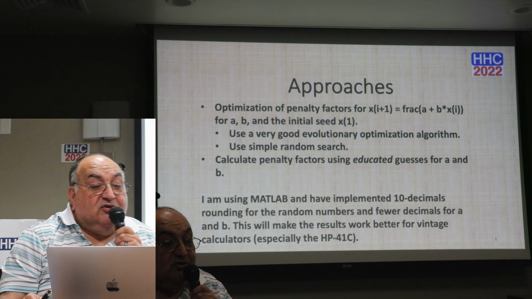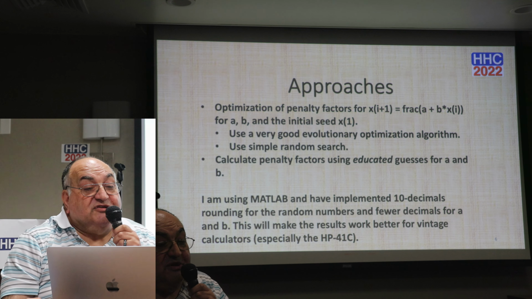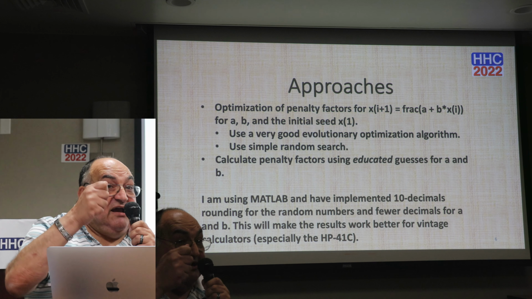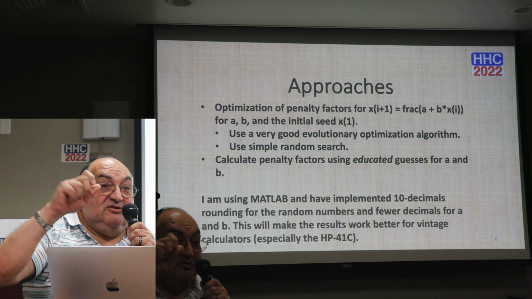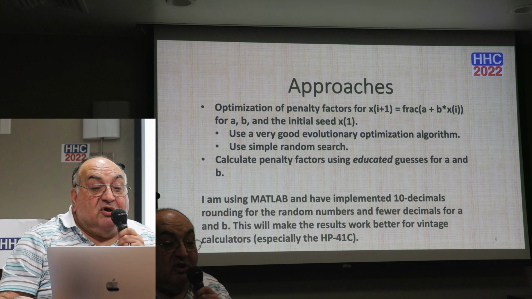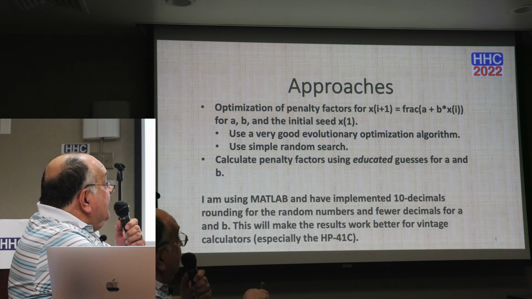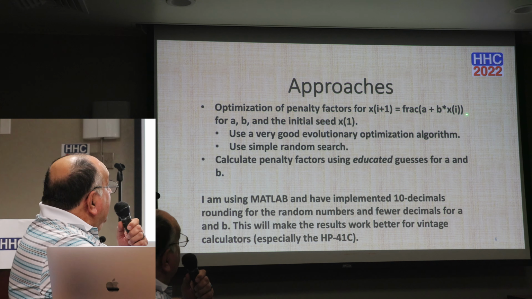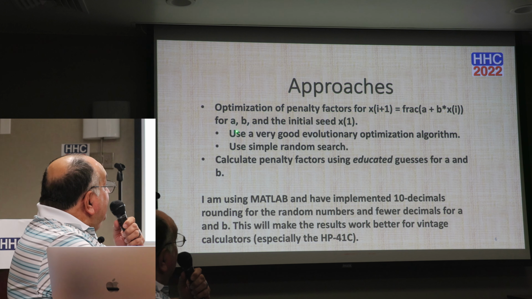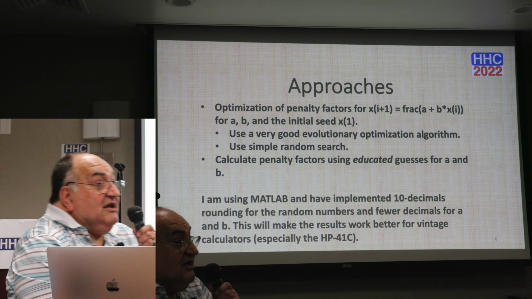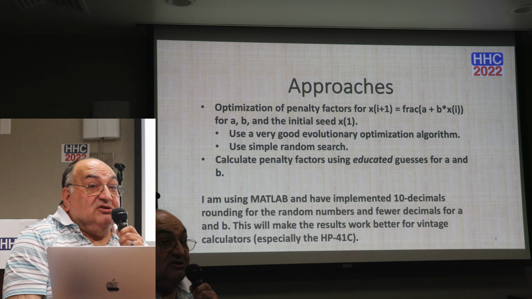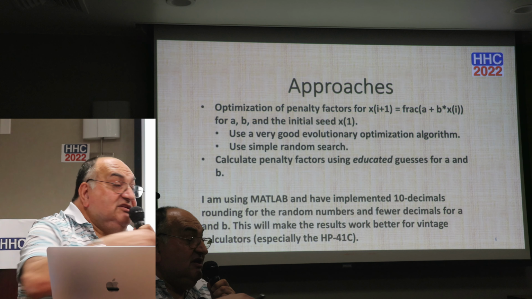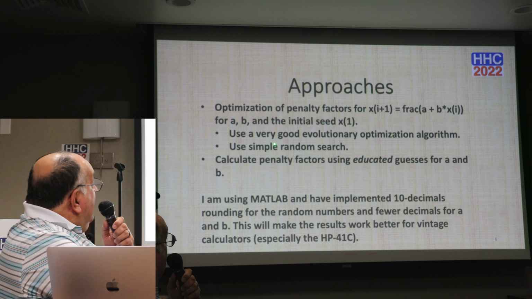We're going to do two approaches. The first approach, we're going to use optimization, because I can use the penalty factor to optimize it. We're going to optimize the augmented form here for the values of A, B, and the initial seed. The initial seed does play an important role in the quality of the sequence that comes with it.